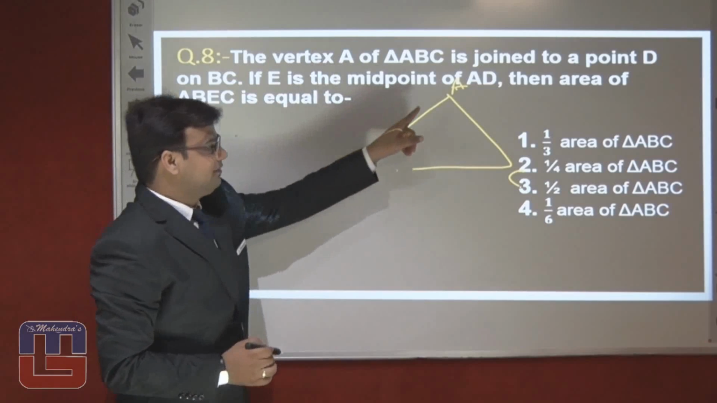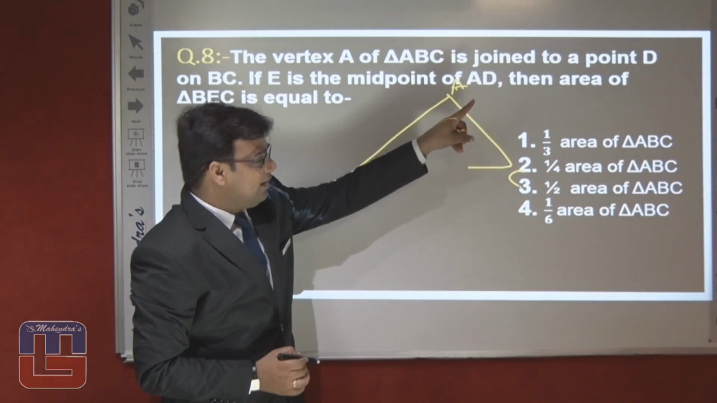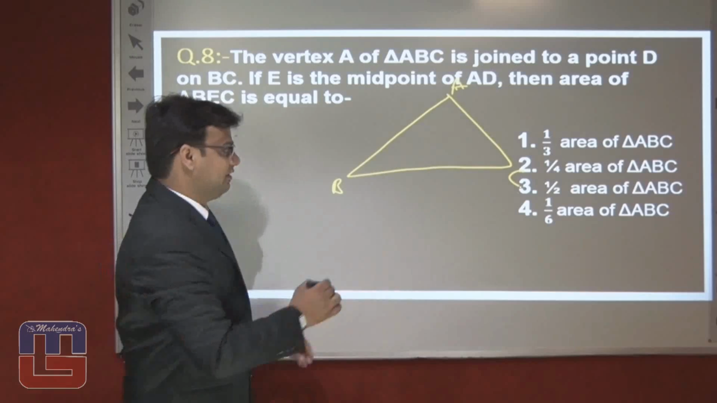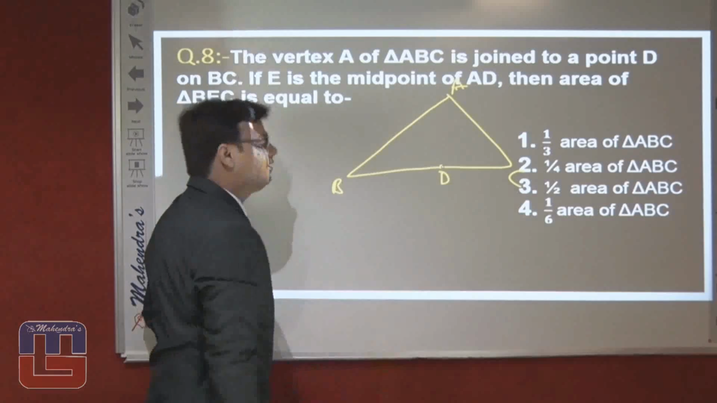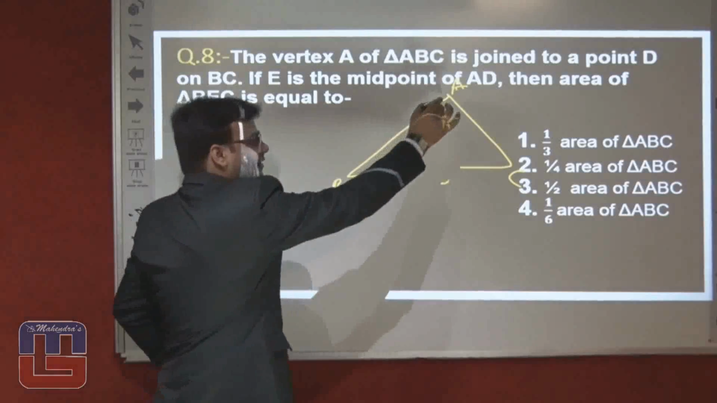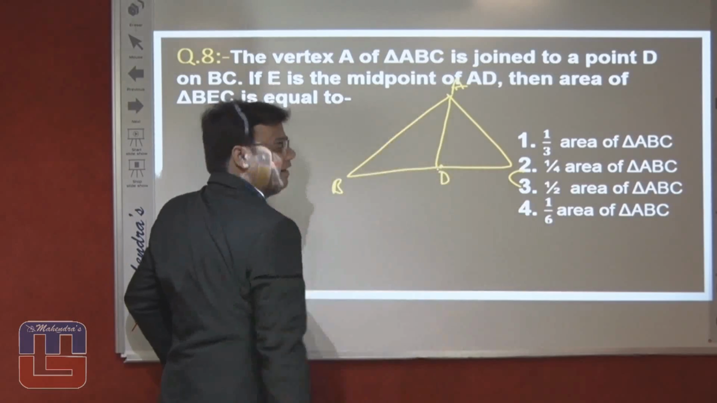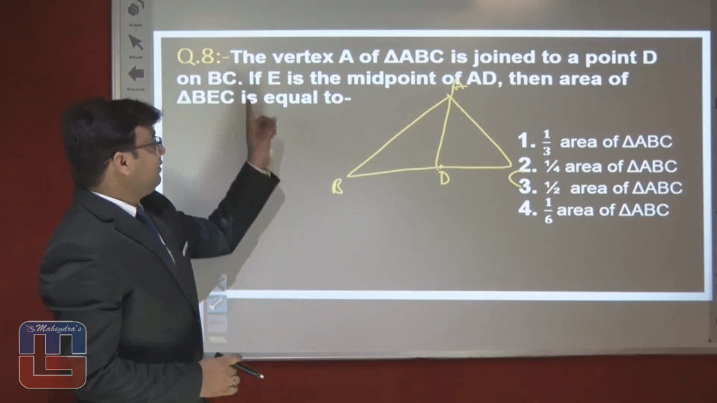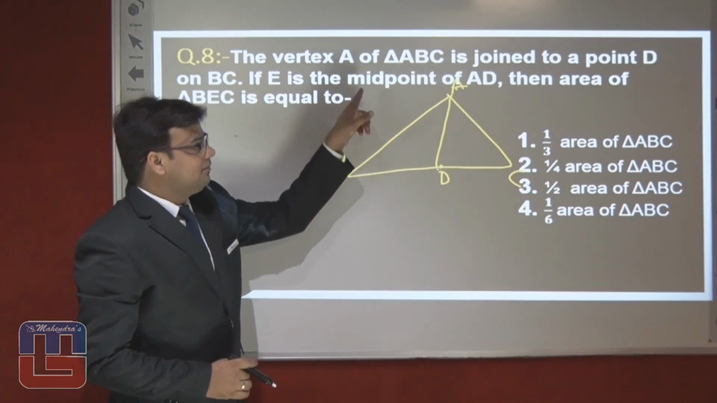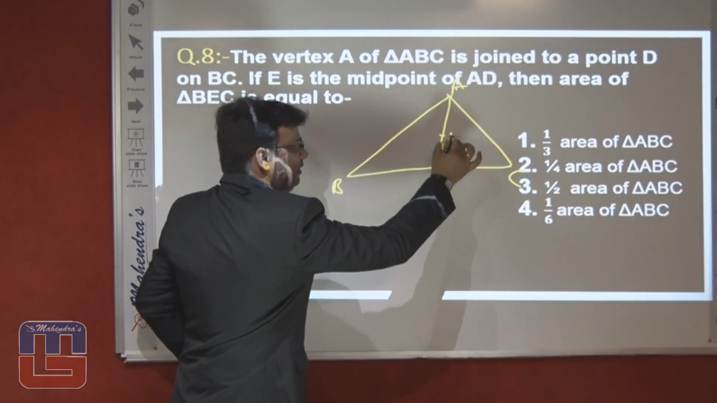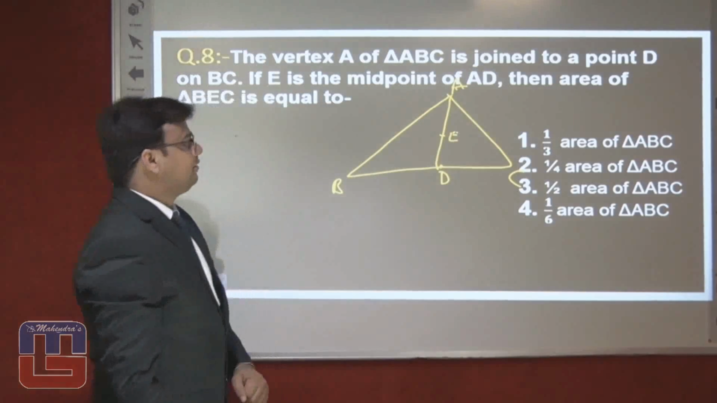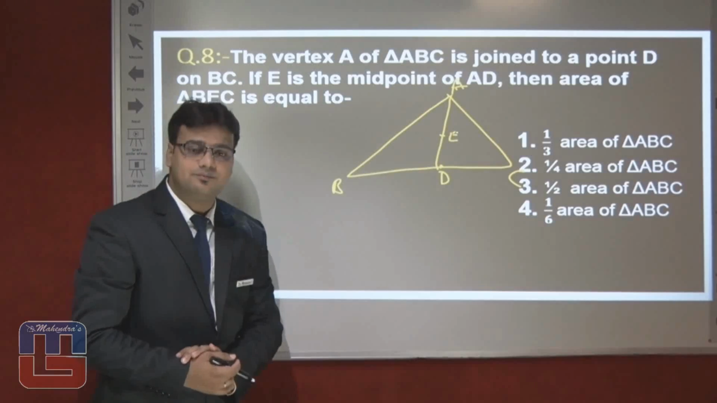Vertex A is joined to a point D on BC. That means we form AD. E is the midpoint of AD. Then find the area of triangle BEC.